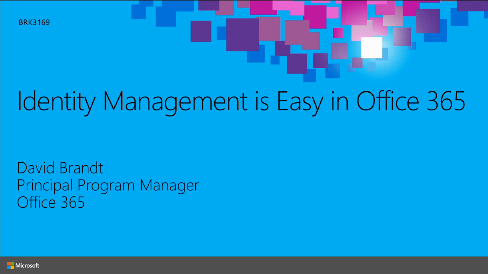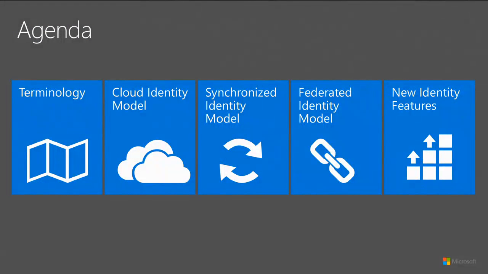We're going to talk today about how identity management is easy in Office 365. We're going to go through the whole realm of identity management from your on-premises environment and how it applies to working with Office 365. Our agenda, we'll go a little over some terminology. We'll talk about the different models and different modes of accessing identity management through Office 365: cloud identity, synchronized identity model, federated, and we'll talk about some new identity features that are being implemented as we speak and on the way.